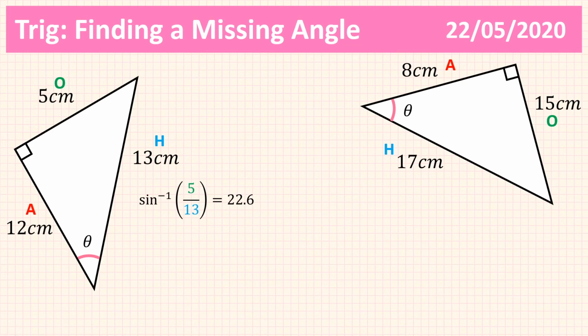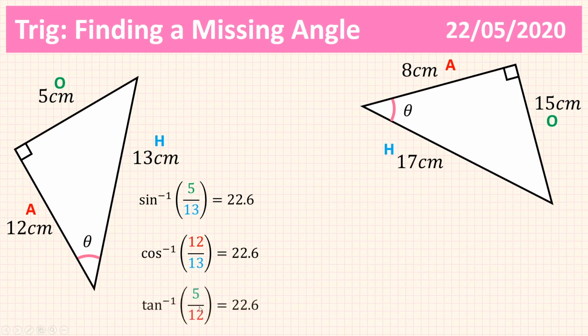And I'm just going to check that by doing the same with cos. So I know cos is the adjacent divided by the hypotenuse. So I'm going to do cos minus 1 of 12 divided by 13. And once again, I get the same answer, because I should. It's the same angle I'm working with. And I'll do it one more time for tan. So I get tan minus 1 of 5 over 12, which gives me 22.6. So I've got the same answer for all 3.